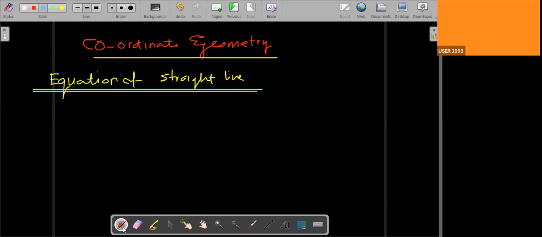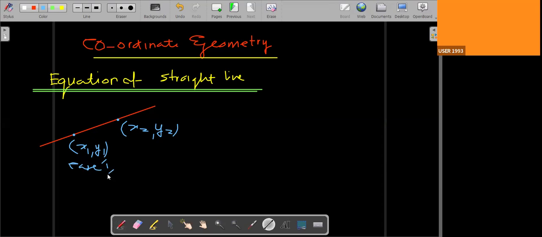Understood? Right. To find an equation, you must know two coordinates on the line. Say x1, y1, and x2, y2. This is case one. These are the requirements to find the equation of a straight line. Or the next case is, if you know just only one coordinate on the straight line, are you here?